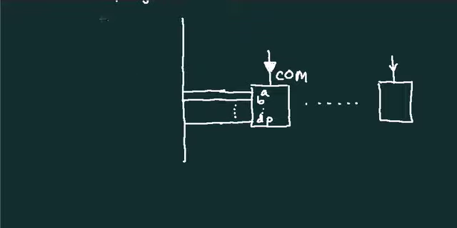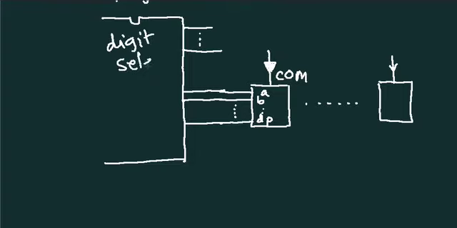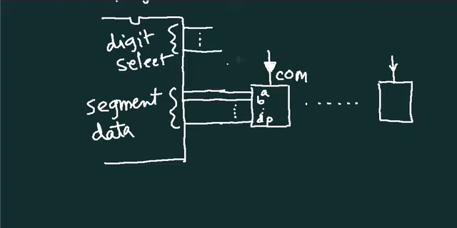So, we have a microcontroller, and we have some lines of the microcontroller for digit select lines. These are the digit select lines, and these are the segment data lines. And now, how do we do this connection? We will understand.